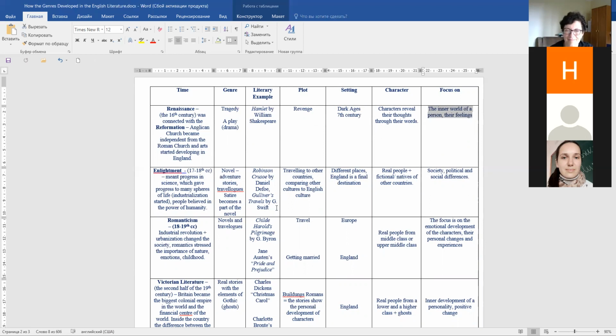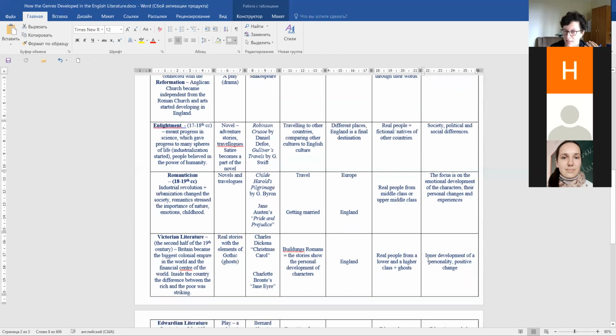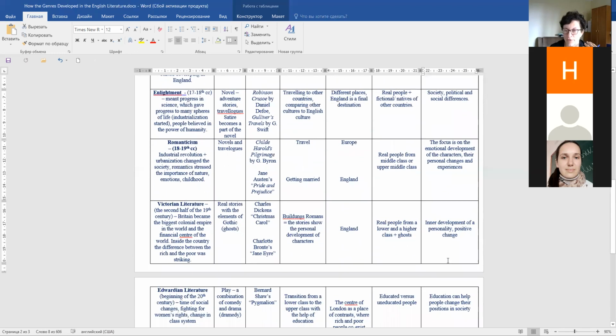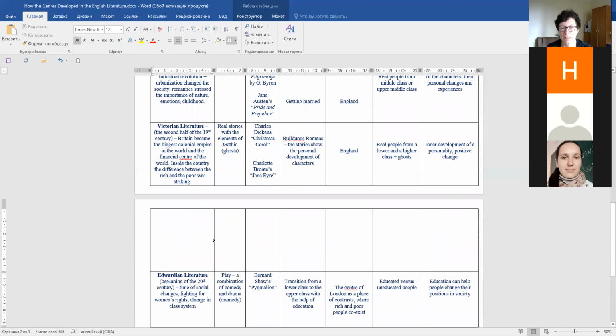The focus is on the inner development of a personality and positive changes. Here we see that it's important to develop if you want to get a better life, and that is also very important. This is an important development in literature.